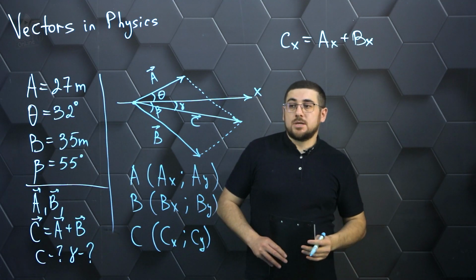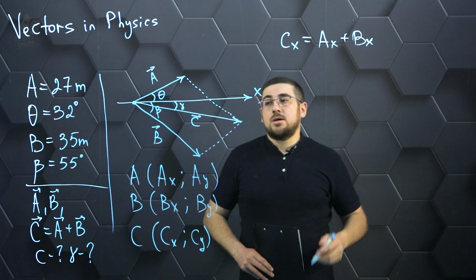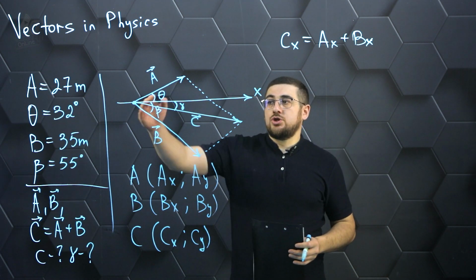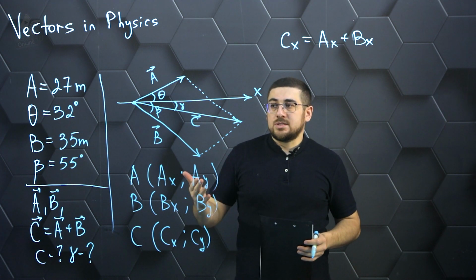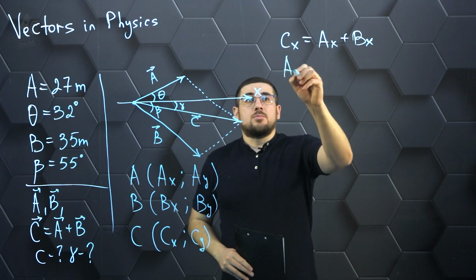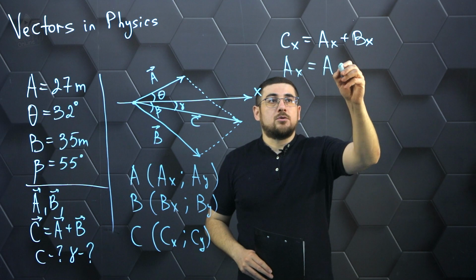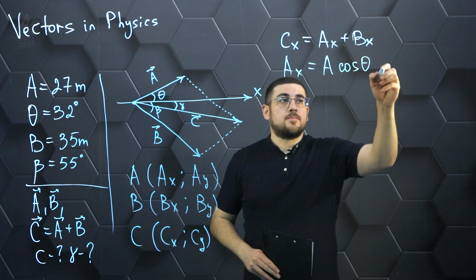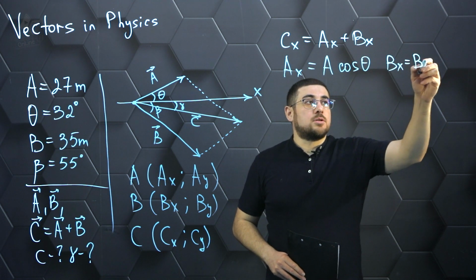So the first expression looks like this. And now in order to determine the components of the vectors Ax and Bx, we will recall how they work through the angle that we know. And this angle is the vector itself with the x-axis. Ax, let me remind you, is the product of the value of vector A, its modulus, by the cosine of the angle theta. Bx is the product of the modulus of vector B by the cosine of angle beta.